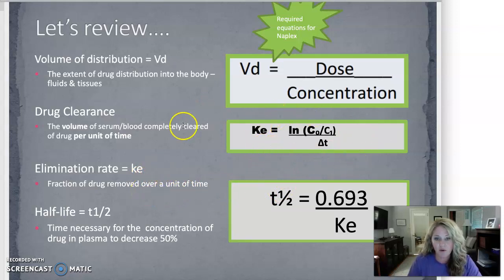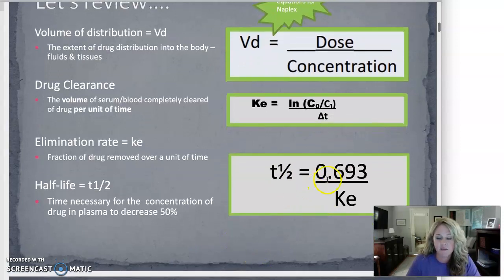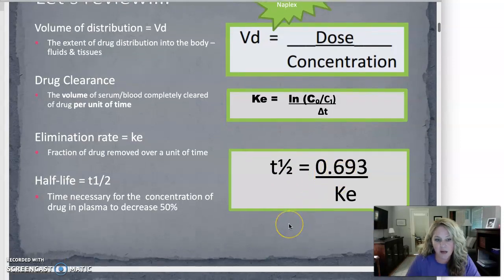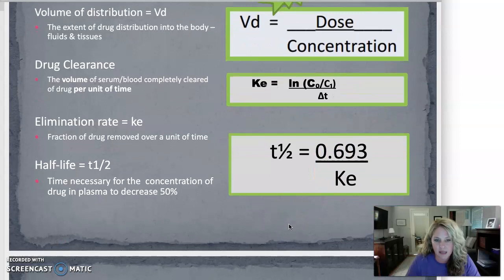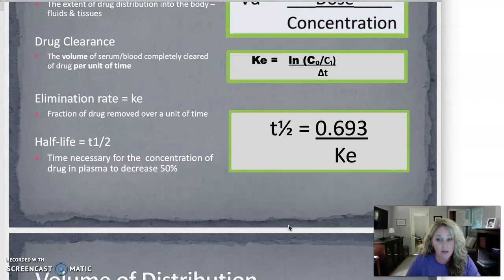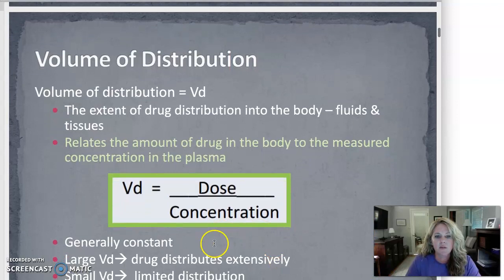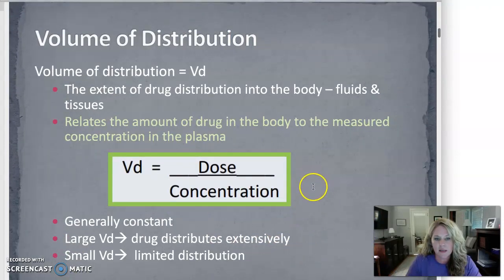So here's your KE formula. It's the natural log of the initial concentration over the second concentration, divided by the difference of time between those two concentrations. And then the formula for half-life is 0.693 over KE. That's the time it takes to get rid of half, or 50%, of the drug that's in the plasma. Not the dose that was given, but the drug that's remaining in the plasma. So the volume of distribution relates the amount of drug in the body to the measured concentration in the plasma. This should be pretty constant.